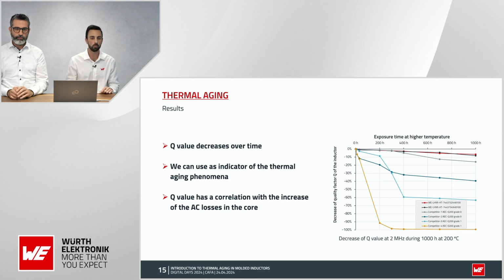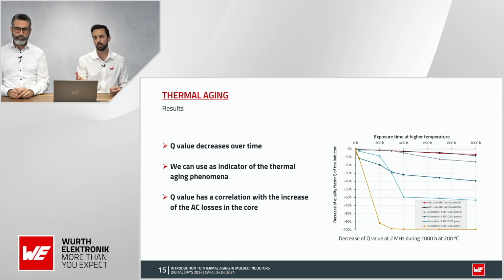So what we can do to track this thermal aging phenomenon is to track this Q value over time and see if it changes. And now we can see, with exactly the same parts we saw in the previous slide, that in this case there is a big difference between one part and the other. We can see that some parts at the very beginning of the test literally dropped to 0. This shows changes in percentage.